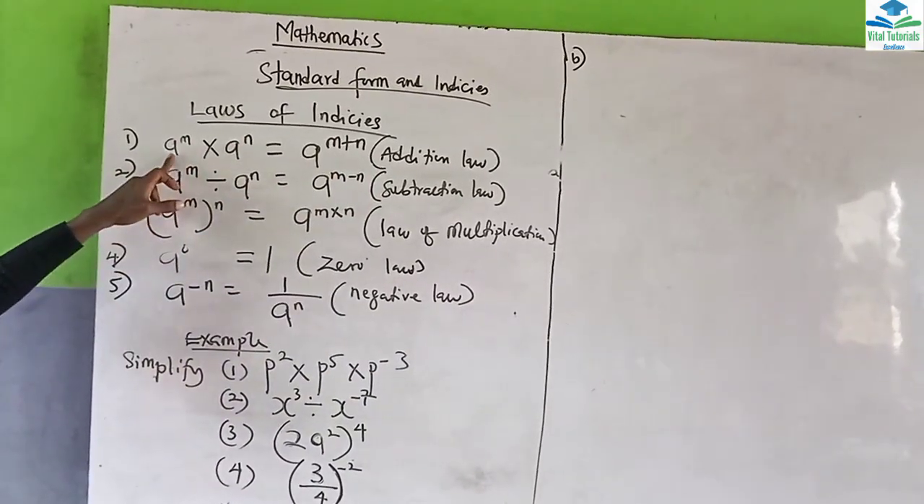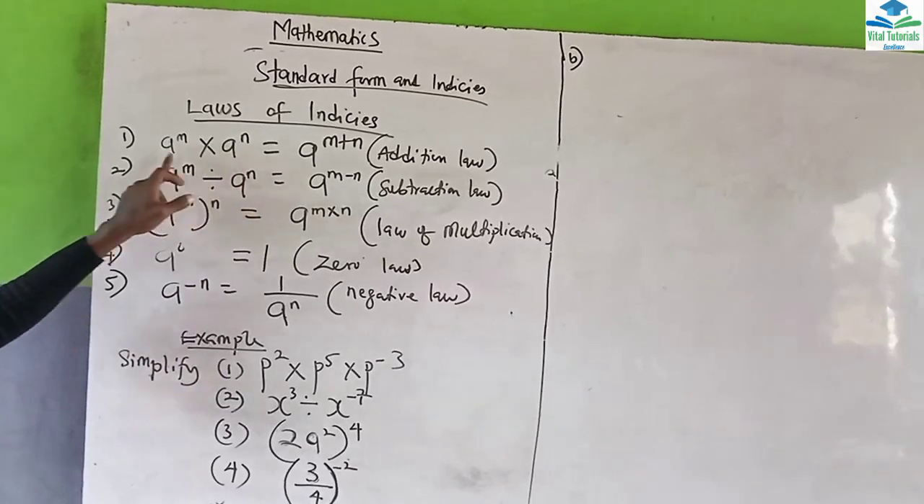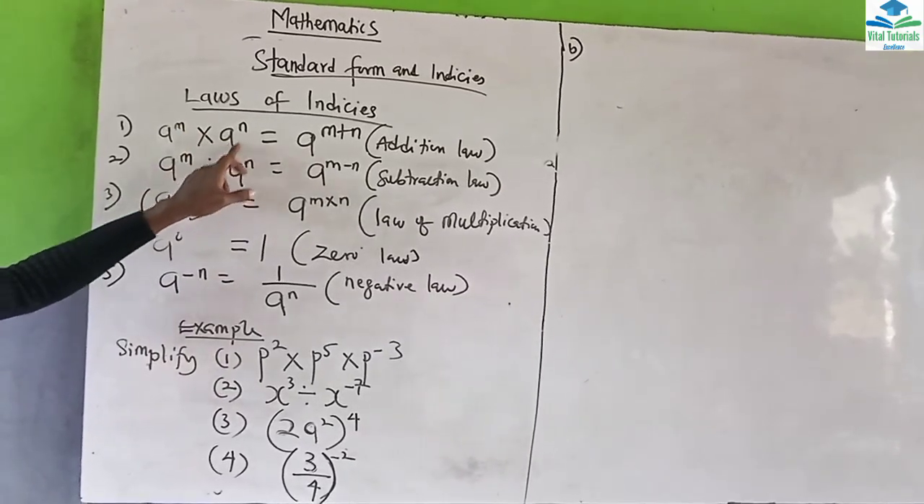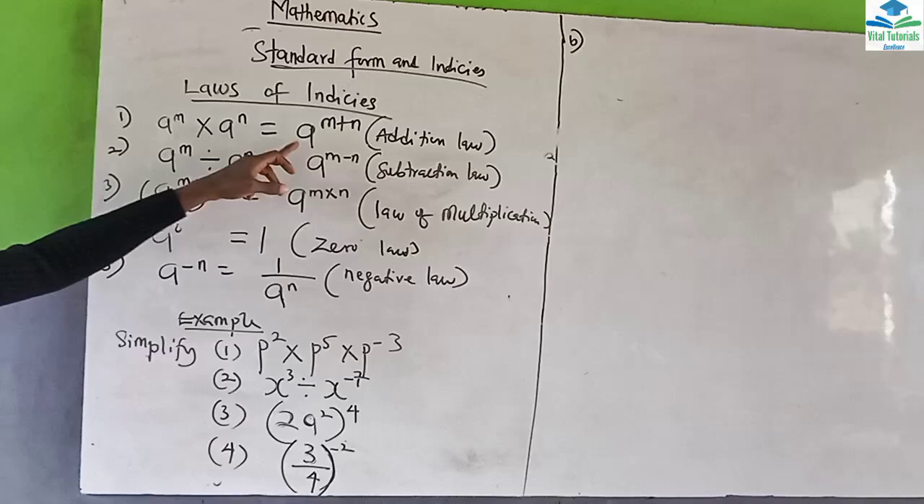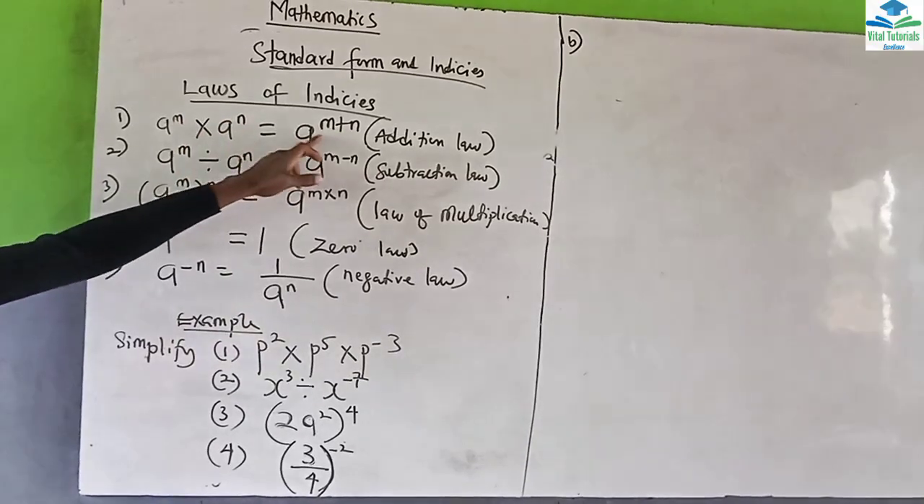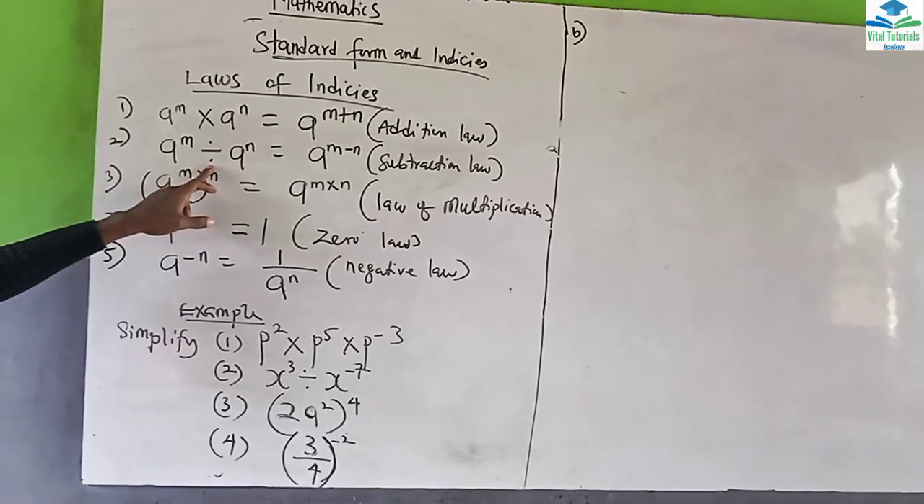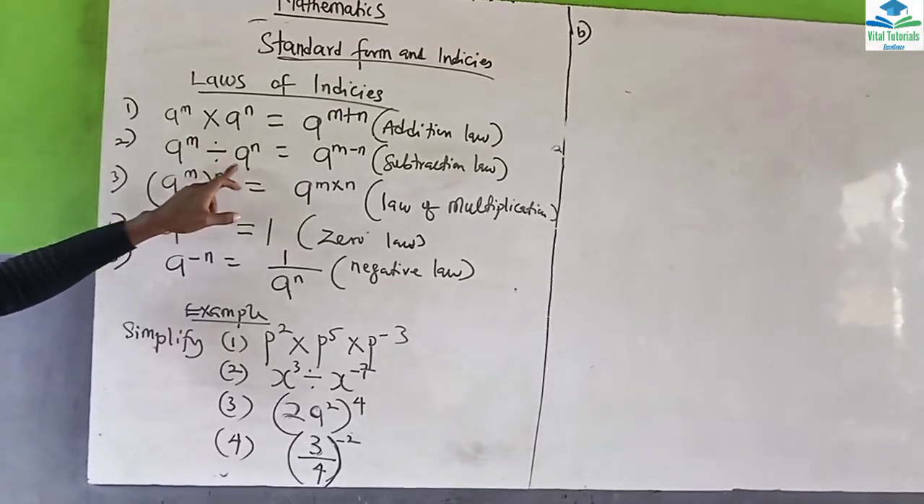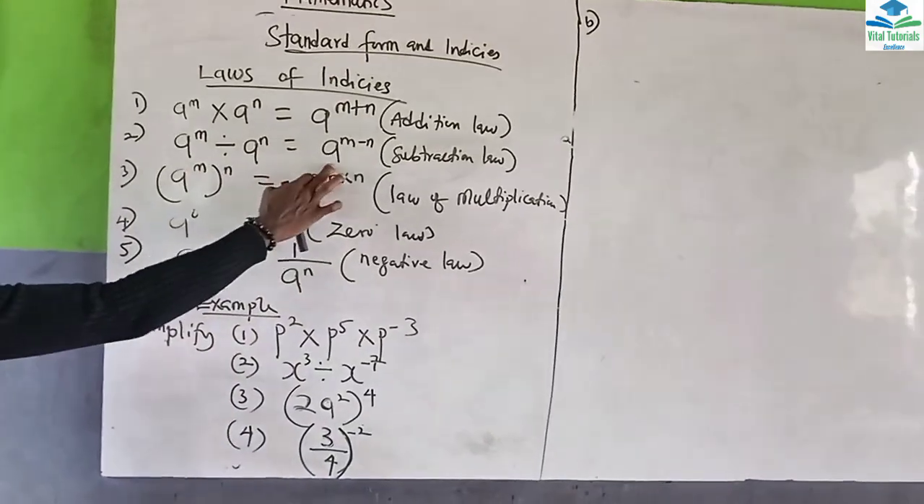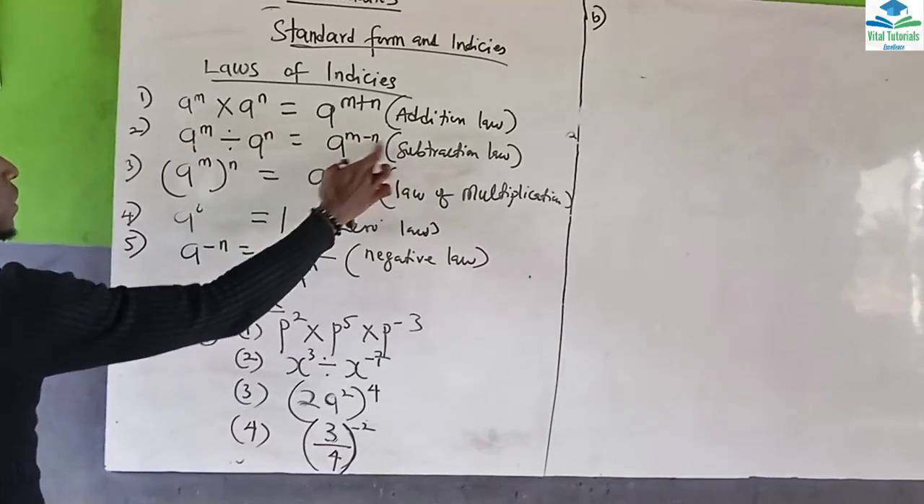It says that if you have the same base, this is a, this is a, if a raised to the power of m is times a raised to the power of n, all you need to do is pick one of the a and then you add the powers as m plus n. Now, if it is the same thing but you have division here, a raised to the power of m divided by a raised to the power of n, you pick one of the a and you subtract the powers, m minus n.